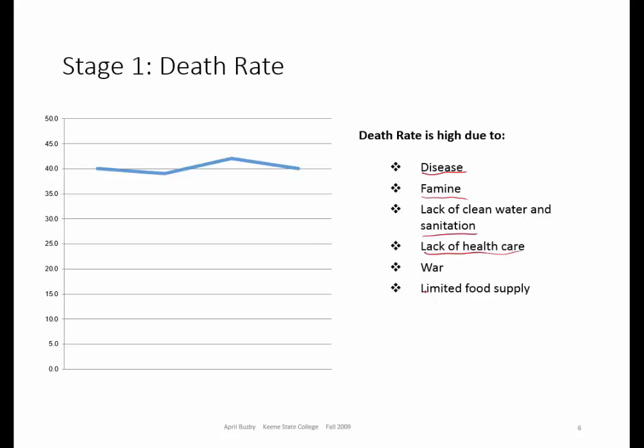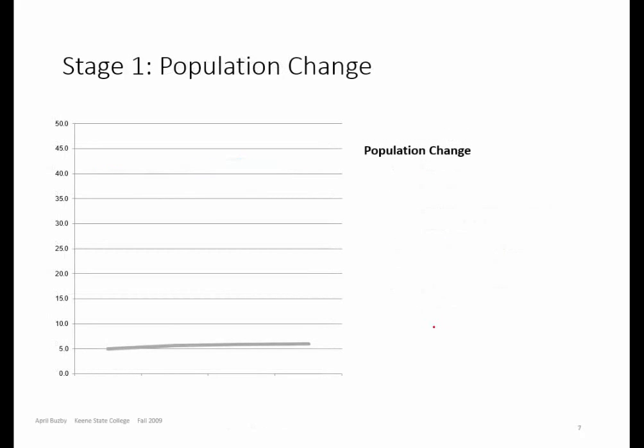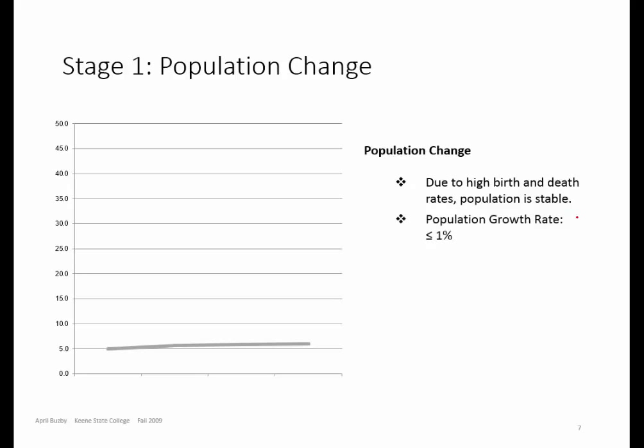And then here again, limited food supply also killed a lot of young people. Not enough food. Lack of education. Stage 1 population change is stable. Due to high birth rate and high death rate, population is stable. Population growth rate is less than 1%. Doubling time is 100 years.